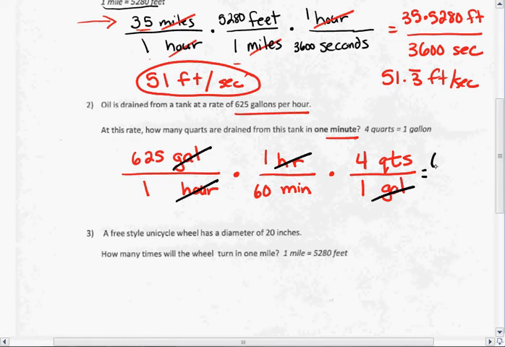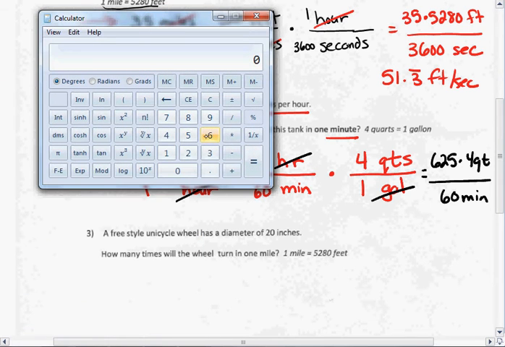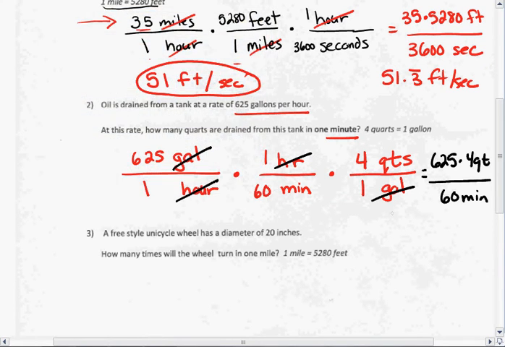625 times 4 quarts over 60 minutes. Pop that into the calculator. 625 times 4, divide that by 60, 41.6 repeating, 41.6 repeating quarts per minute.